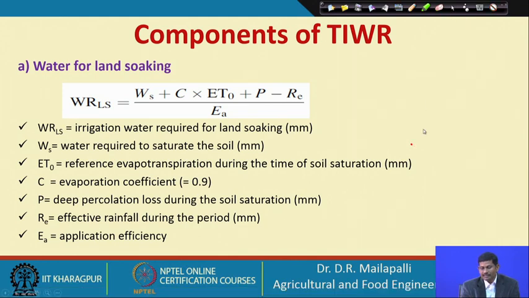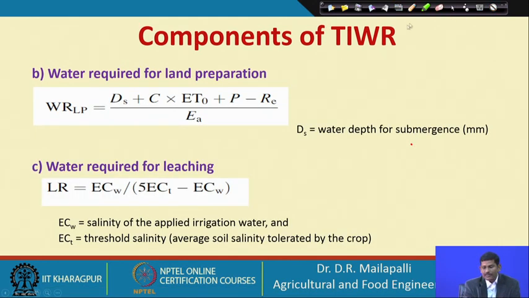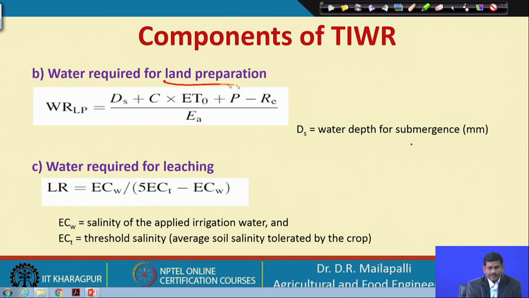And the next point is water required for land preparation. Water required for land preparation has the water depth for submergence. This is the submergence and again the crop demand, and then P, the depercolation, and effective rainfall, and then the application efficiency. So, this is for the land preparation.